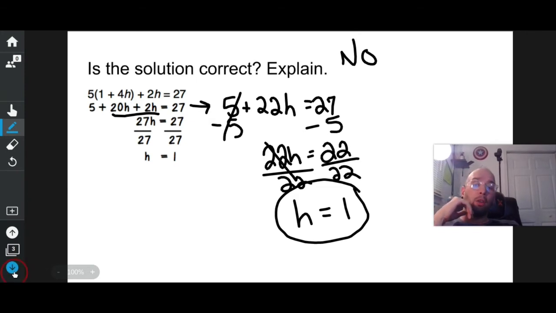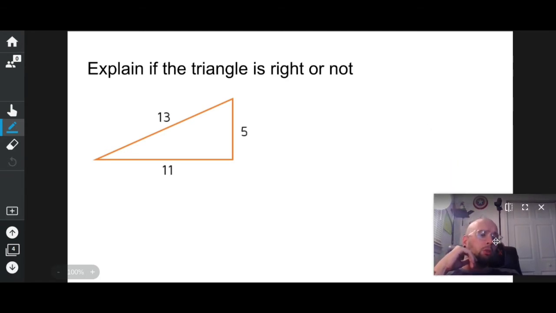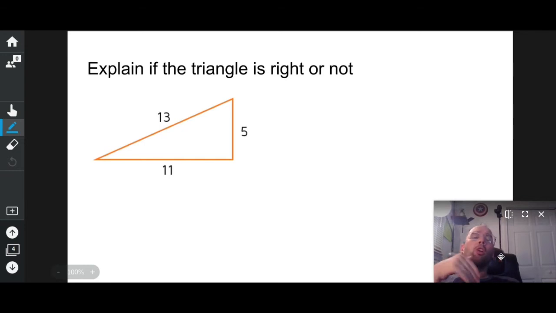That's called error analysis. Now what I want to do is explain myself to see if I'm right or wrong. This is more me proving whether or not this is a triangle.